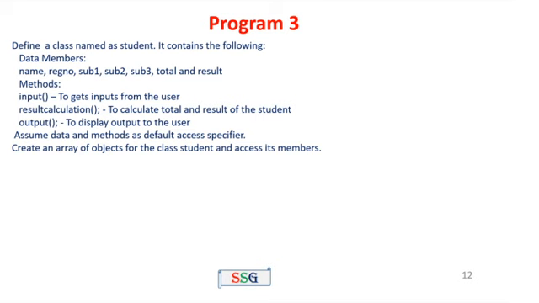Array means all of you know that. For example, int a is an integer variable. int a[5] means it is an array variable. So like that we have to create the array of objects for the class also.